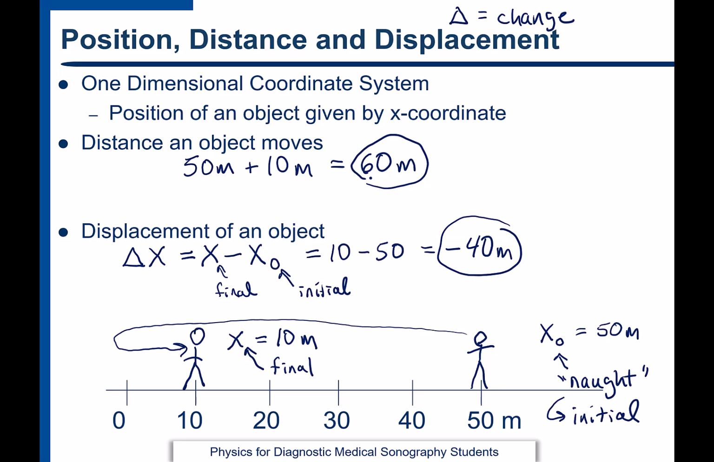Displacement, it turns out, is an example of something called a vector, and we're going to talk about what we mean by that. Distance is a scalar. So we need to talk about what we mean by a scalar and what we mean by a vector.